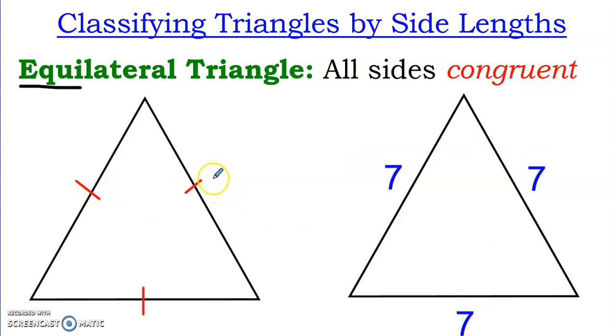7, 7, 7, or we use one tick mark to denote that all the three sides are the same. Now, if this one had two tick marks, now the three sides would not all be the same side length. So they have to have the same number of tick marks to show that they are the same measure. So this means since they all have one tick mark, they're all congruent.